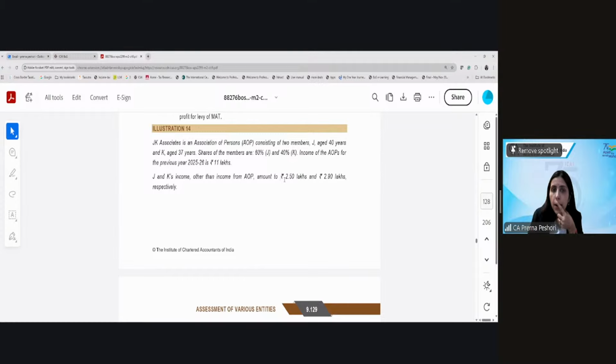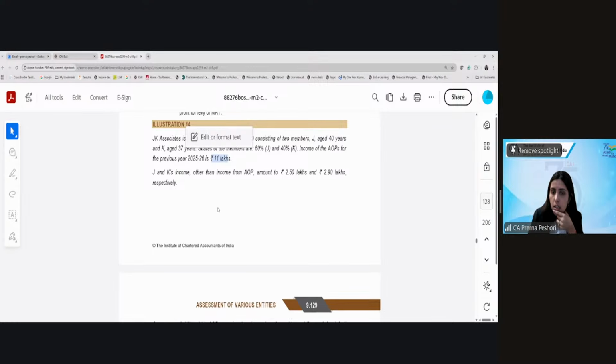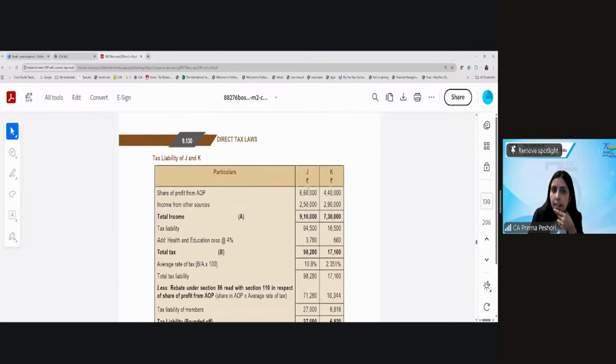His income apart from the AOP income is 2.5 lakh. Right? So the first step is to identify what the AOP income is. The share is 11 lakh into 60%, which is 6 lakh 60,000. For K, it is 40%, so 4,40,000.